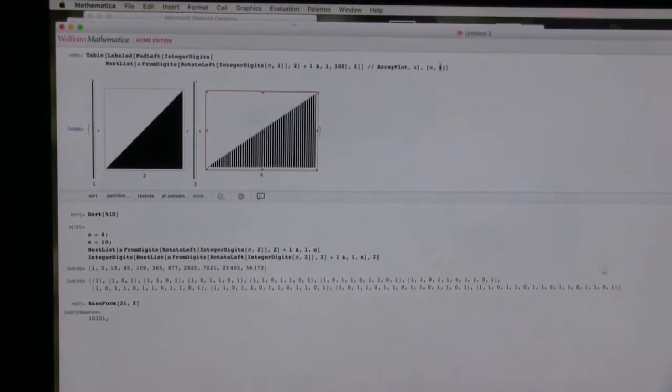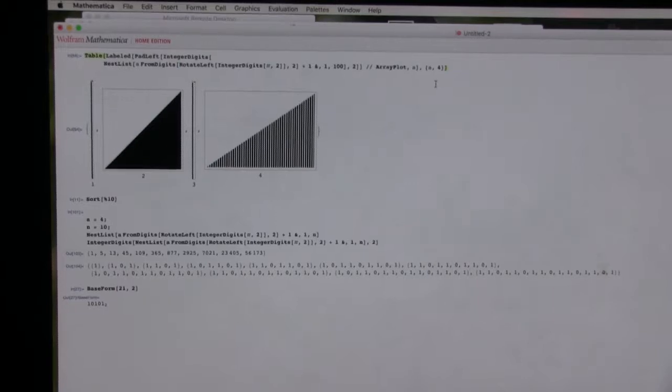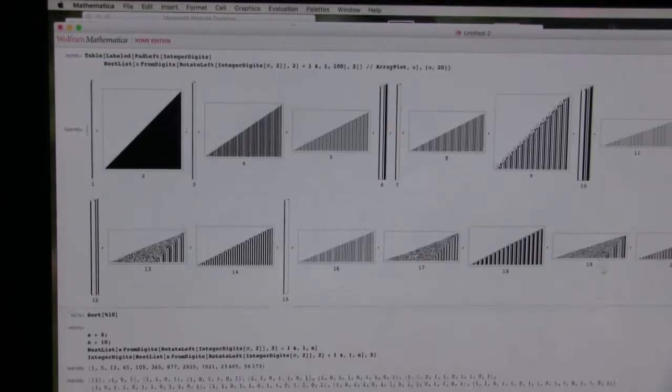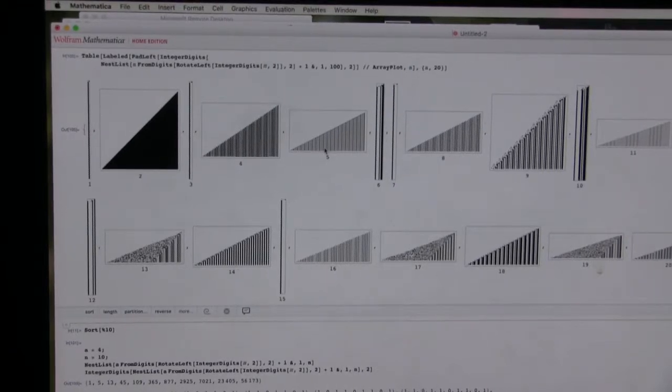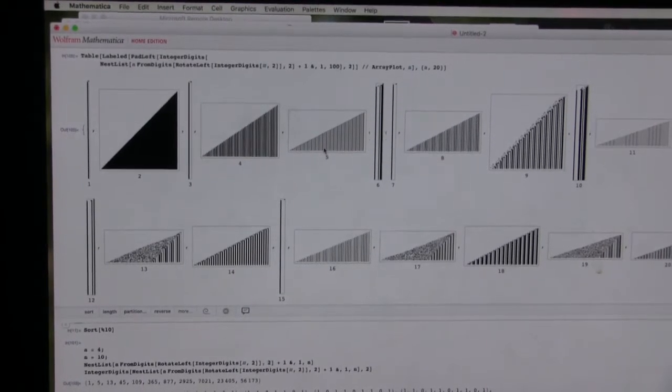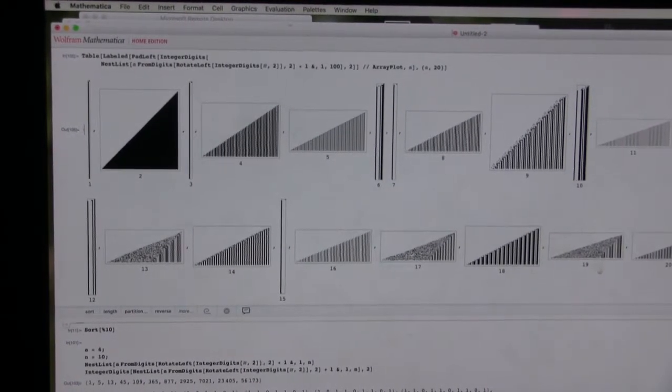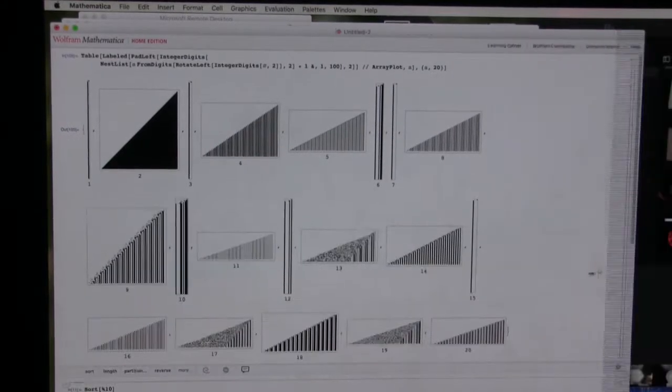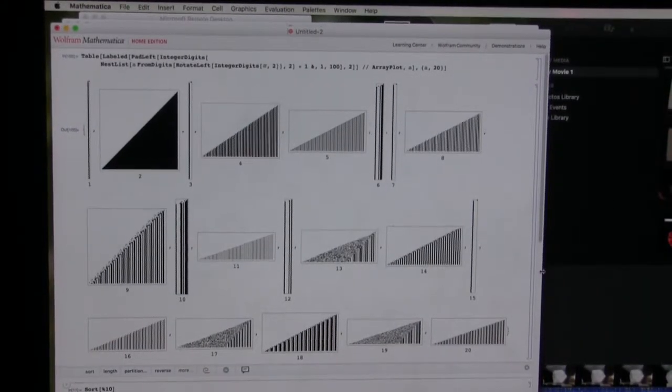And instead of just doing 1 to 4, I'm going to go from 1 to 20. This is getting kind of interesting. Hold on one second, let me squeeze them in so they're on camera. Are they on camera now?